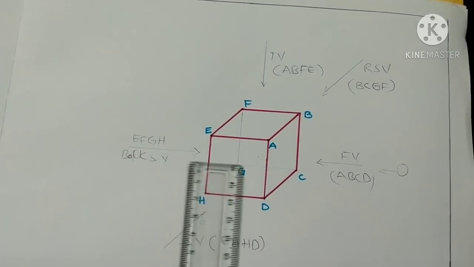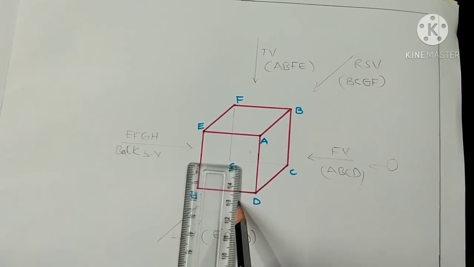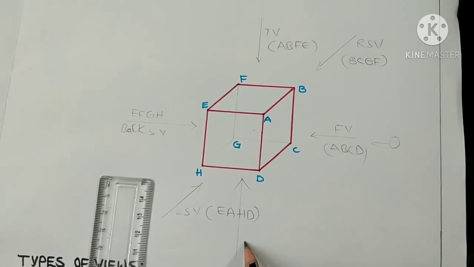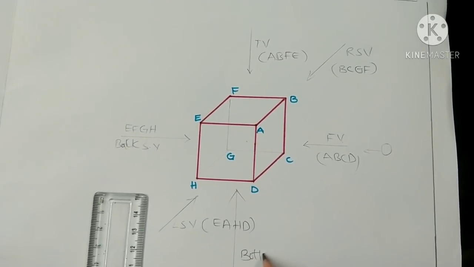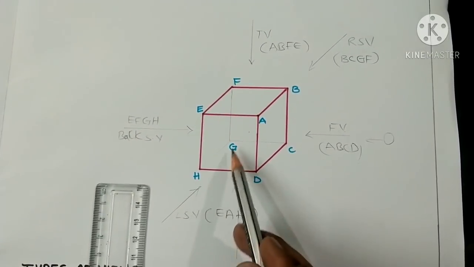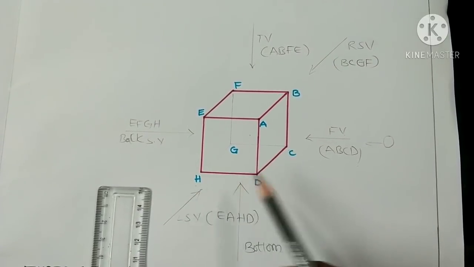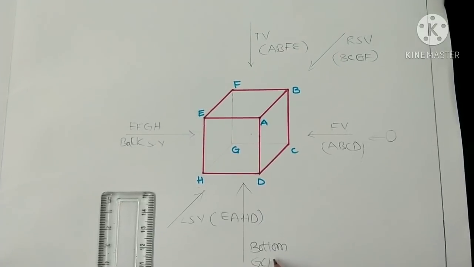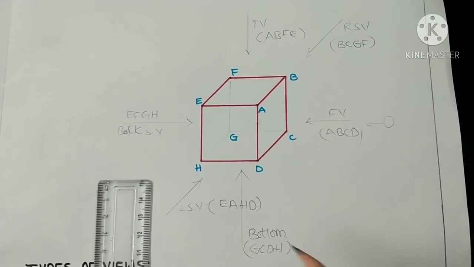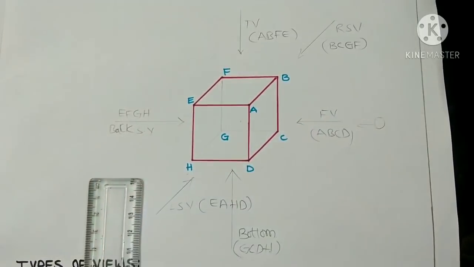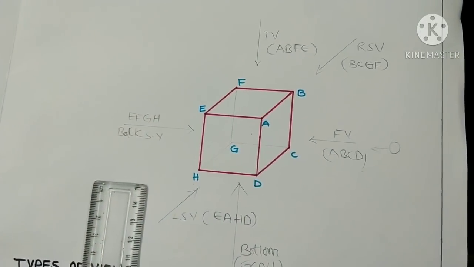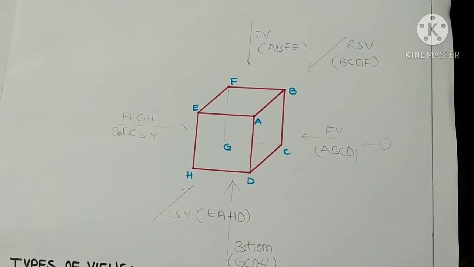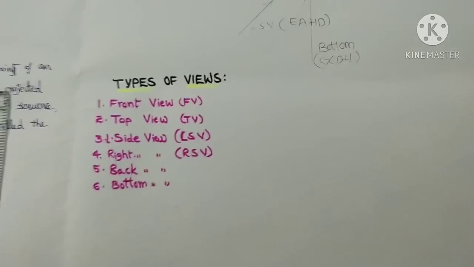And similarly, if we come to the bottom side view, the observer must see the object in this direction. So this is bottom side view. In this portion, the GCDH surface is visible. So these are the possible views of any object to define that particular object on our drawing sheet. So let me show you the different types of views also.